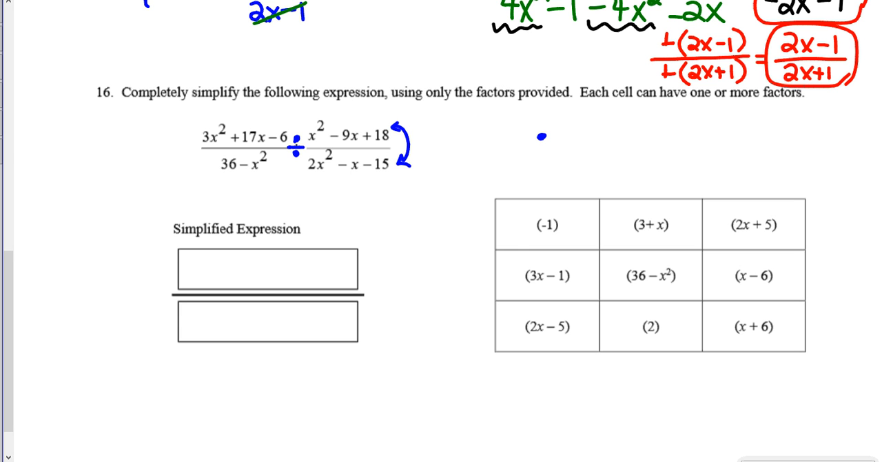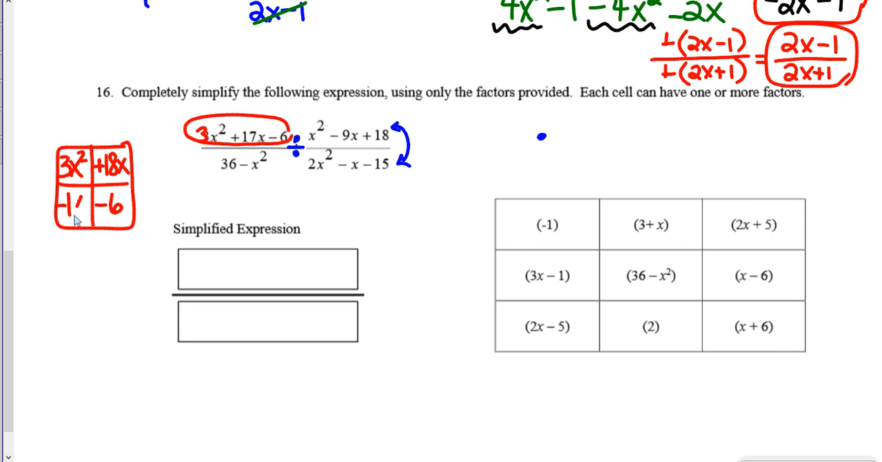I also know I need to do some factoring here. So let's start out and factor. I've got 3x squared plus 17x minus 6. Okay, this is a little more complicated than just what two numbers multiply and add, so I'm going to put it into an area model because I have a leading coefficient. So I'm multiplying to negative 18x squared and adding to positive 17x. So that looks like plus 18x minus 1.